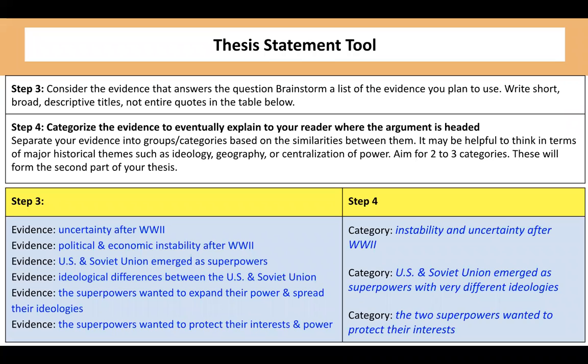So now we have brainstormed our evidence. We actually have an answer from step 2. And now we have some categories to support our answer from step 2. In our next video, we are going to see how all of this comes together, and we're going to use the thesis statement tool to put everything we've done from steps 1 through 4 together into a thesis statement.